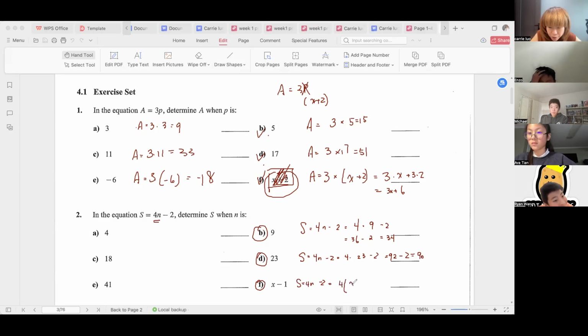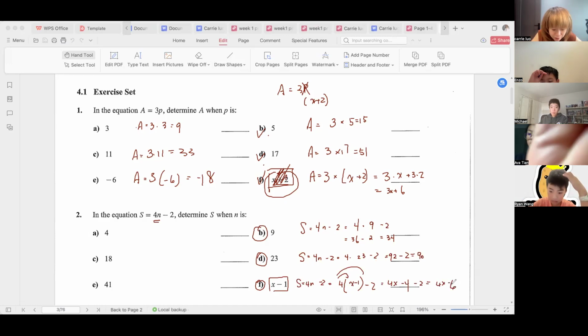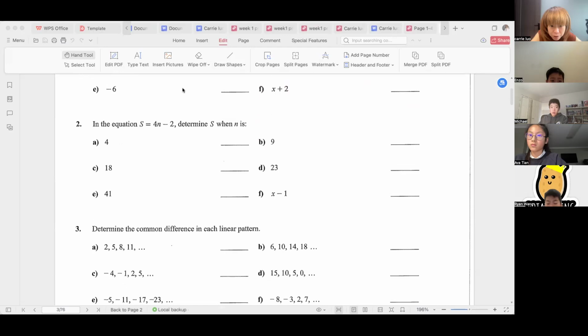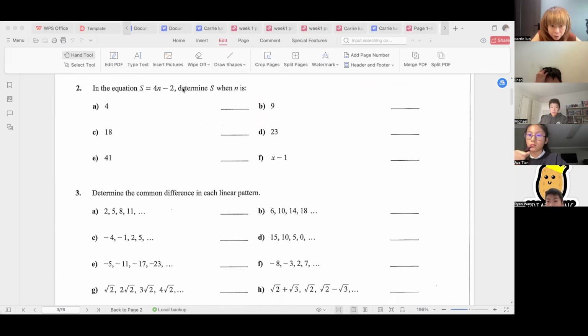Okay, again, S equals 4n minus 2. Replace n with x minus 1. Remember everything, if it's not a number, use brackets. So 4 times (x minus 1) minus 2 equals, times it out, 4x minus 4 minus 2 equals 4x minus 6. I got it all right. Okay, get it, everybody? Remember, we just do step by step. Nobody's going to take anything away from you at all.